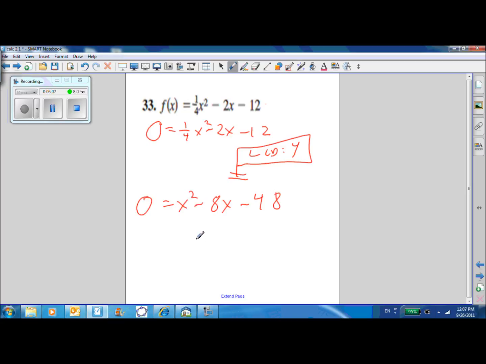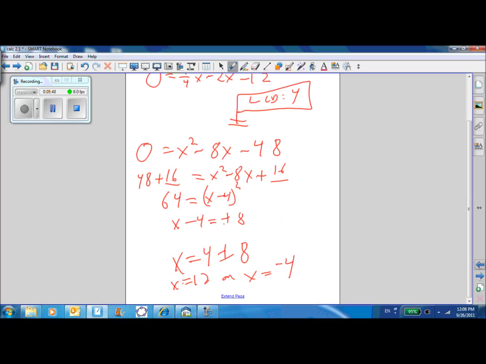So we have to look at factors of that. I'm going to do completing the square. So half of 8 is 4, squared is 16. Add 16 to both sides. And so you get 64. Oh, I guess we could have factored this, x minus 4 squared. So x minus 4 equals plus or minus 8.